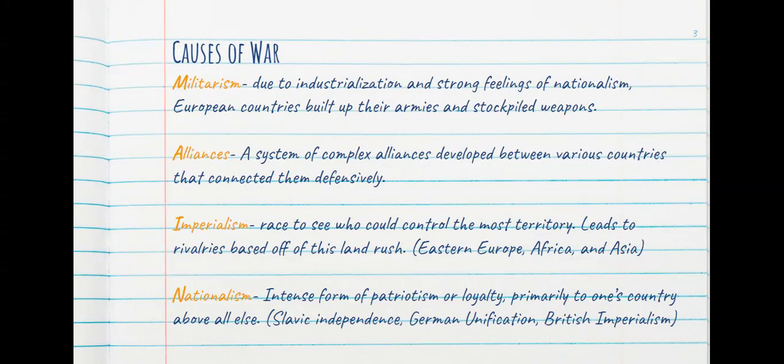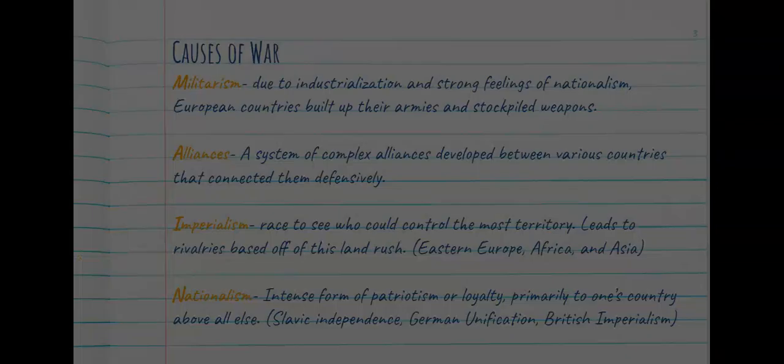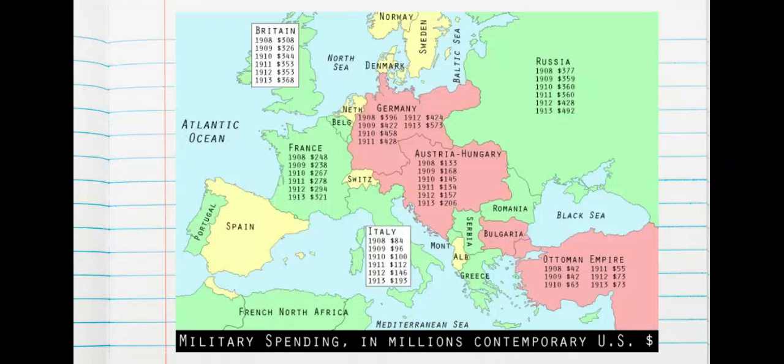We talked about industrialization in our 19th century unit, and basically this industrial buildup and this crazy amount of weapons that people are manufacturing causes these European countries to stockpile and build up their armies. So let me look quickly. This is a chart of military spending per year leading up to World War One.